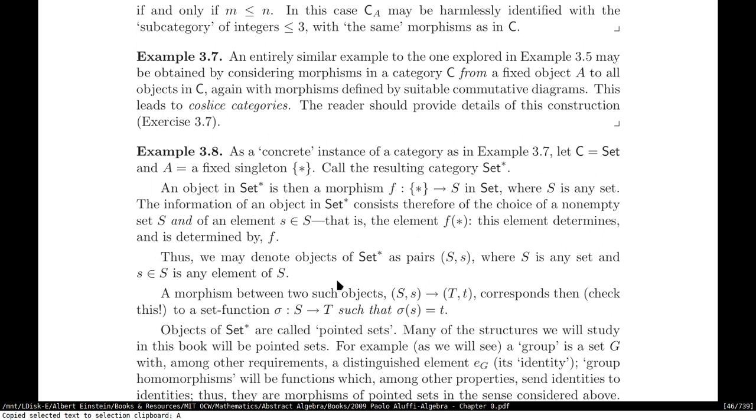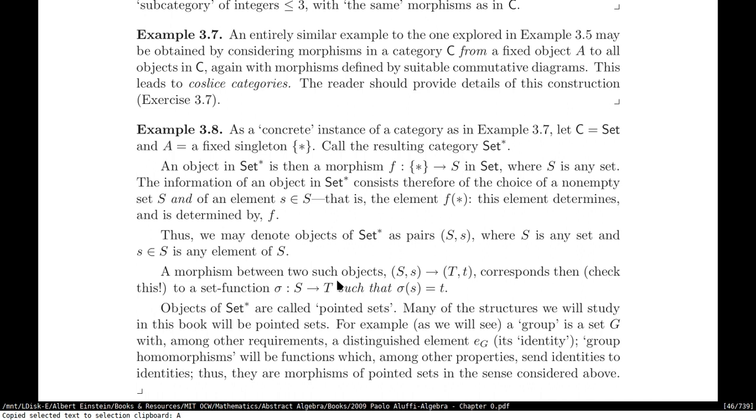Let's see a concrete instance of the co-slice category. You have C as the category of sets, and A is a fixed singleton. Now call the resulting category Set star. That's the new category that we get, induced from the original category C. An object in Set star is a morphism which goes from the singleton to S, where S is any set in the category of sets. These morphisms are the objects in Set star.